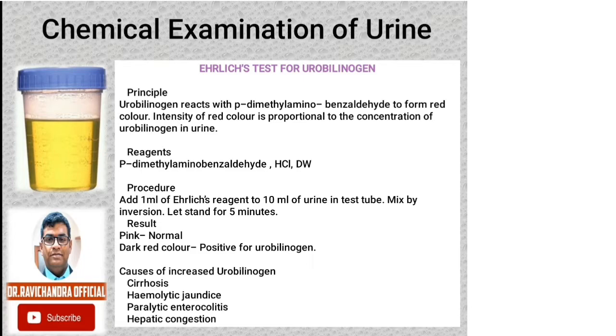Add 1 ml of Ehrlich reagent to 10 ml of urine in a test tube. Mix by inversion. Then let it stand for 5 minutes. If the solution is pink, it is normal. If the solution color is dark red, then it is positive for urobilinogen. Causes of increased urobilinogen are: first, cirrhosis; second, hemolytic jaundice; third, paralytic enterocolitis; and the fourth one is hepatic congestion.